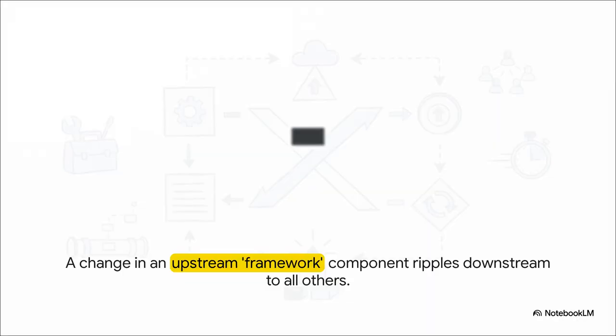So if you look at this slide, you can see a simple dependency graph. That framework component on the left is what we call an upstream dependency. All the other components depend on it. This means that a single change to that one upstream component can cause a massive ripple effect, potentially forcing you to rebuild and retest every single one of the downstream components.